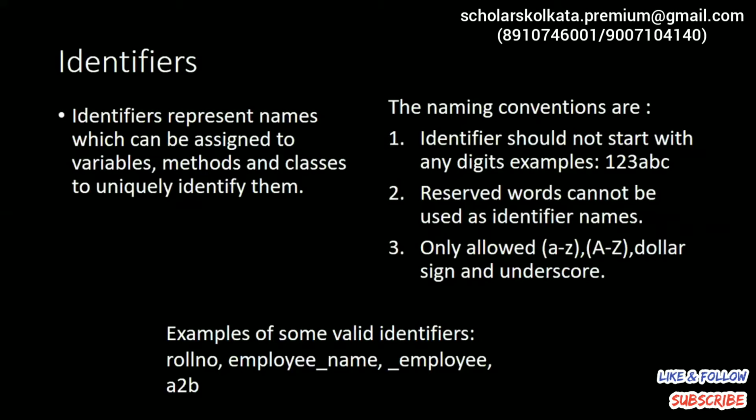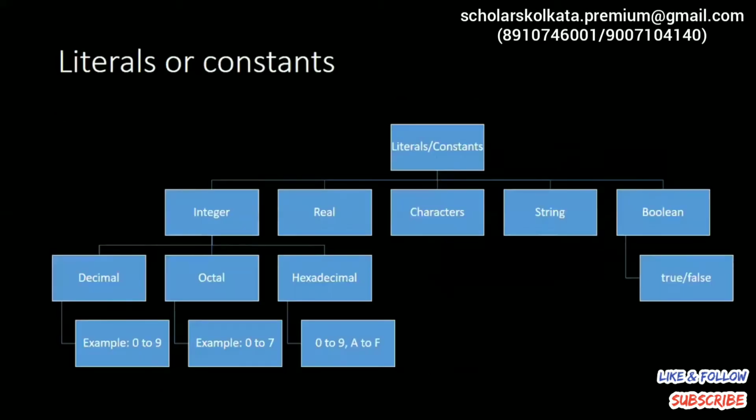You are seeing that you cannot start an identifier name with a digit, because even if you do that, the Java compiler will throw an error to show you that you cannot do that. Then comes literals or constants. There are 5 types of literals: integer, real, character, string, and boolean. Literals are values which cannot be changed.